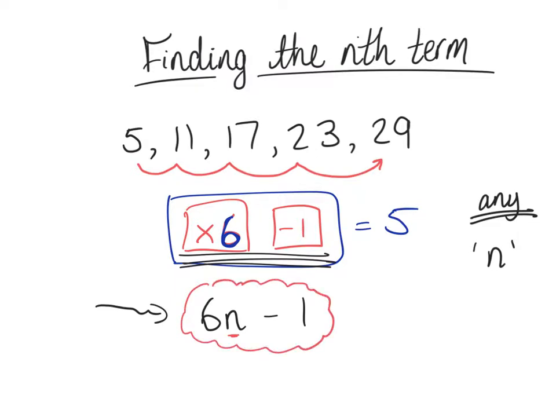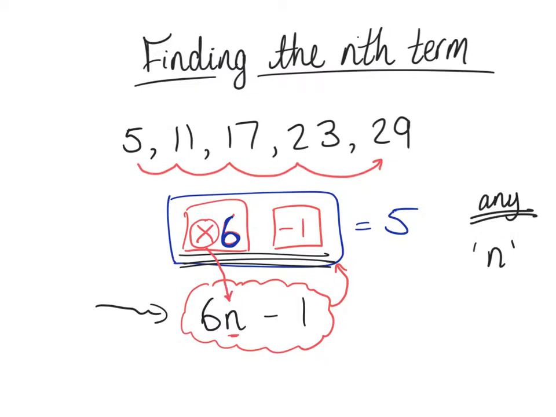Alright, so finding the nth term is basically writing the number machine slightly differently. As you can see, it's very, very similar. It's just not in 2 boxes, and we're putting an n instead of the multiply, really. We're swapping it.